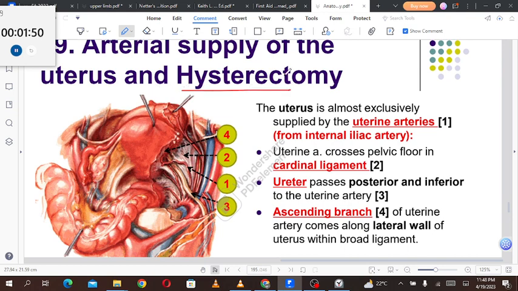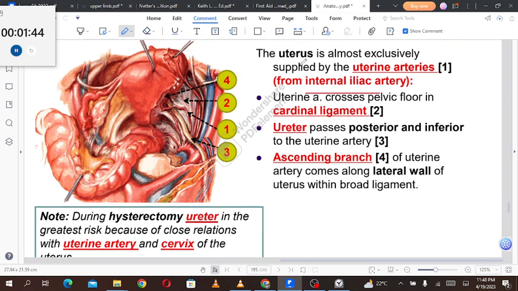And point number 69, that is about the arterial supply to the uterus and the concept of hysterectomy, that is removal of the uterus. So the uterus is almost exclusively supplied by the uterine arteries from the internal iliac artery. The uterine artery crosses the pelvic floor in the cardinal ligament. The ureter passes posterior and inferior to the uterine artery.